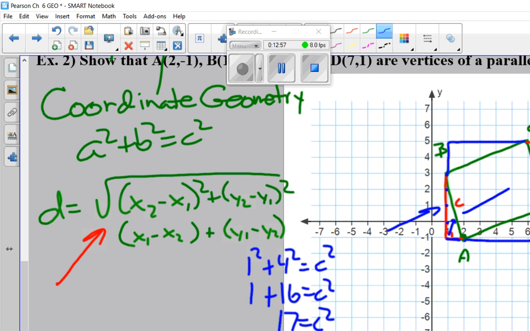So what I need to do is go over to the side that I'm assuming is going to be congruent. Once again, count. This is 1 here. This looks like it's 4. So 1 squared plus 4 squared. This still would be my C side equals C squared. I get 1 and 16, 17 equals C squared. Take the square root. Hey, I got the same thing. So those two sides are congruent. Great. But remember, you've got to have two pairs of opposite sides.